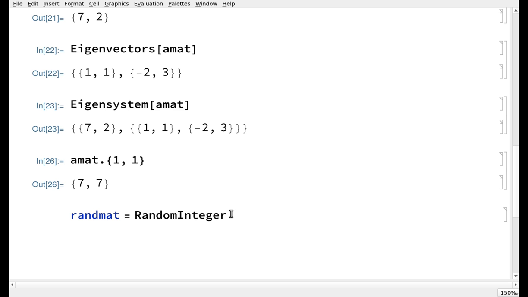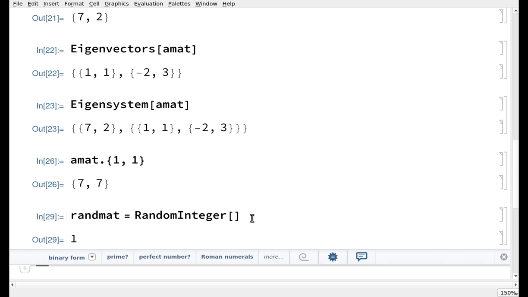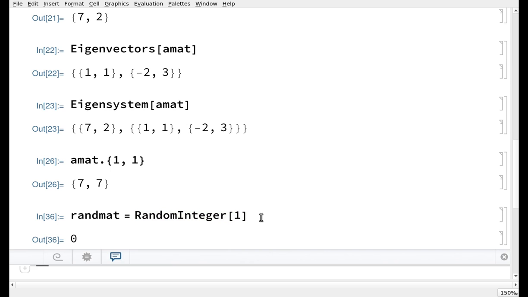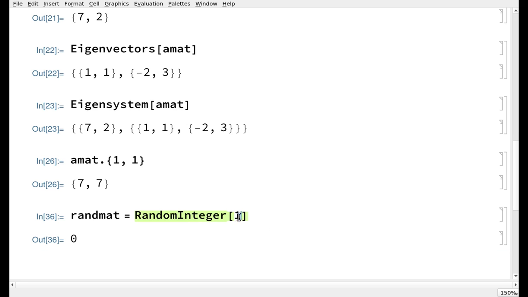First of all, I could produce a single random integer by this. It's always 1 if you don't give it an input. However, if I give it a 2, it'll produce a random integer between 0 and 2. If I give it a 1, I think it should produce a random integer. Yes, sometimes you do get 0. So basically the rule is random integer gives you a random integer from 0 up to the number you entered, right? So if I enter a 9, I'll get a random integer between 0 and 9.